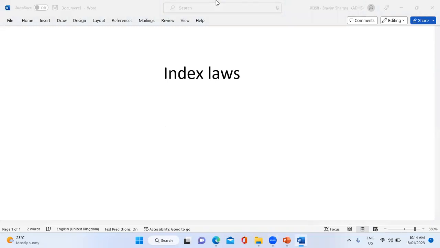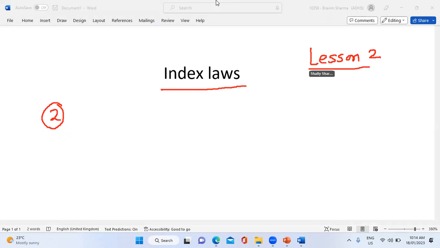Hello everyone. Today's lesson is about the index laws, and here we are going to learn about the second index law. This is lesson 2 about the indices. And here we are going to learn about the law of division in indices.